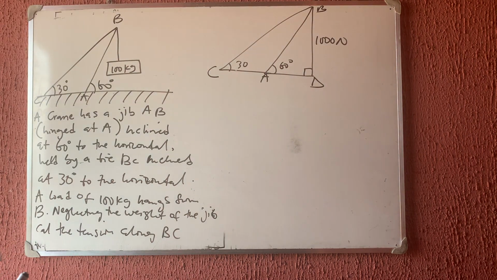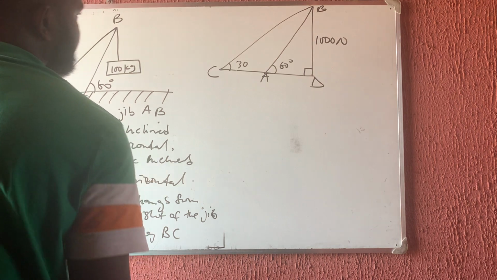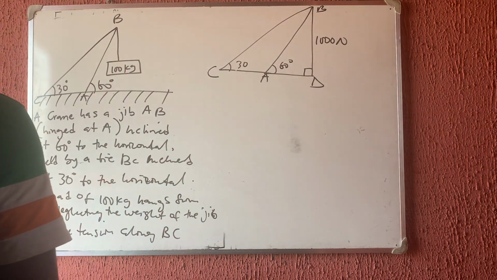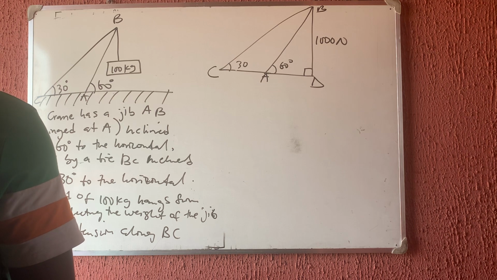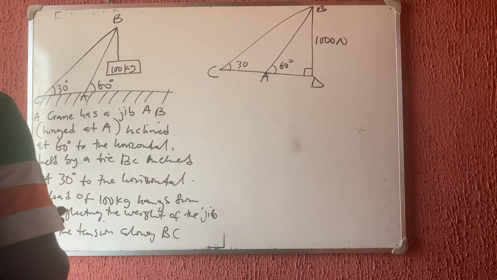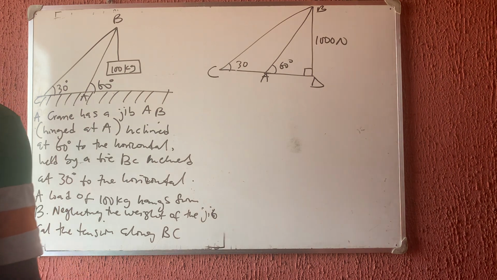The first triangle is triangle... To find the tension along BC is very, very simple. Okay. So, to find it there is very, very simple. So what do we do? What do we do to find it here?